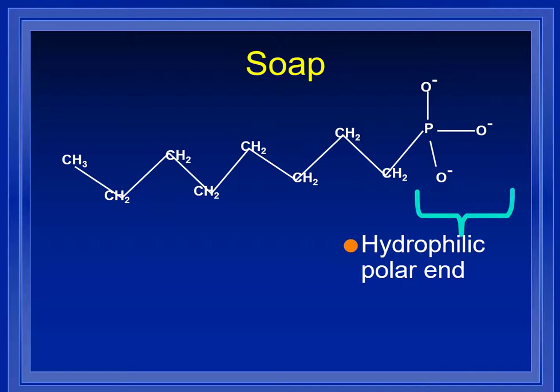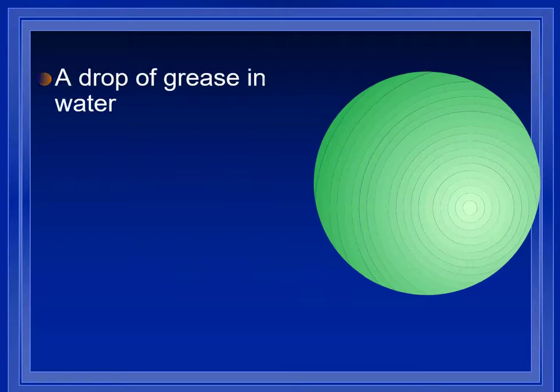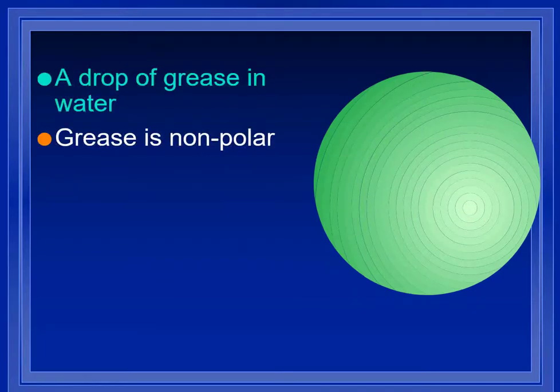Okay. Now, I am not going to take the time to draw all those carbons, so I'm going to draw that same molecule like this. I got the nonpolar chain, and I've got the negative charge at one end. Okay. So, if I have a drop of grease in water, grease is nonpolar. Water's polar.